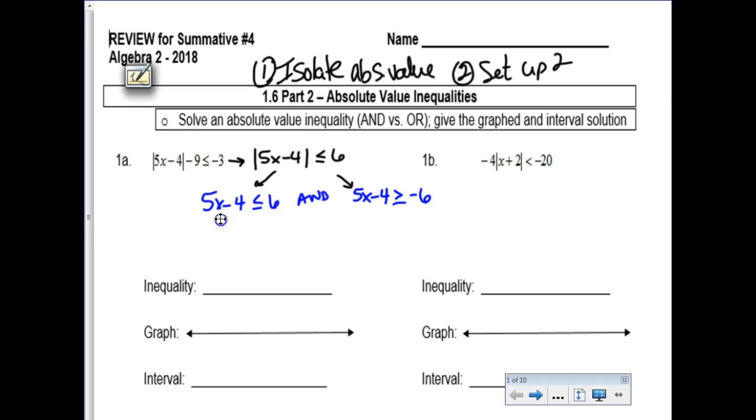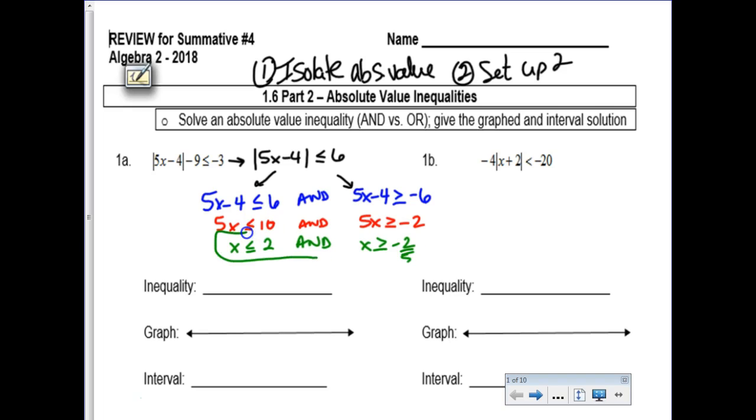So you're going to solve both of them the same way. You're going to add the 4. So here you have 5x less than or equal to 10. Oops, that's a 10. And here you have 5x is greater than or equal to, if you add 4 over here, you get negative 2. And then finally you're going to divide by 5 everywhere, and you get x is less than or equal to 2. And make sure that word is there. X is greater than or equal to negative 2/5.